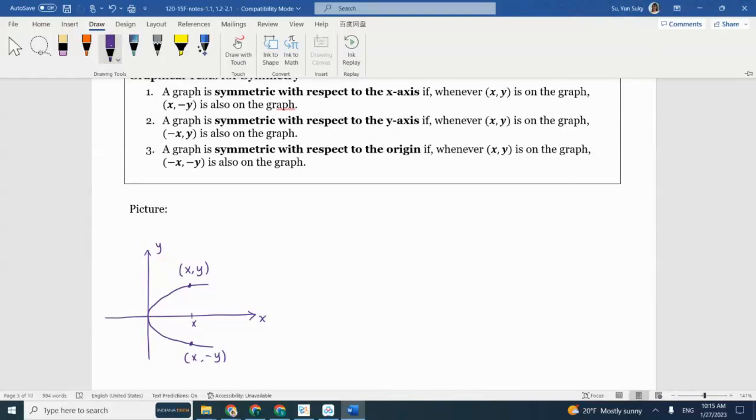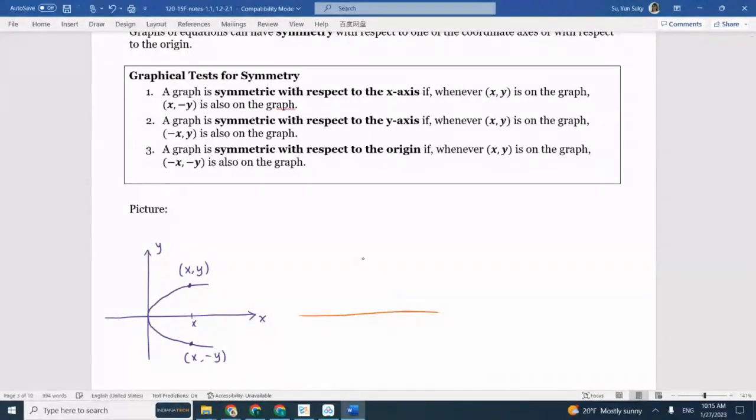How about symmetric with respect to the y-axis? Okay. Let's draw another example. Okay, this is the y-axis. Let's say this point is (x, y). Look at the mirror image right here. Yes, it's like a mirror image about the y-axis. Here, what is the x? Negative, right? This is the x, and then here is the same distance to the y-axis, but the opposite direction. So this is negative x.